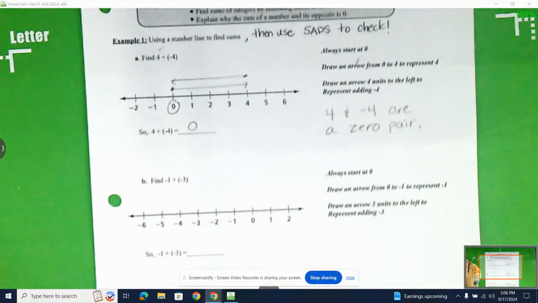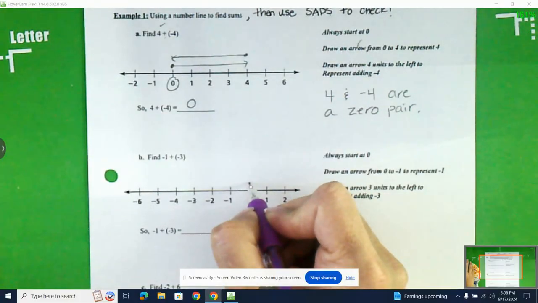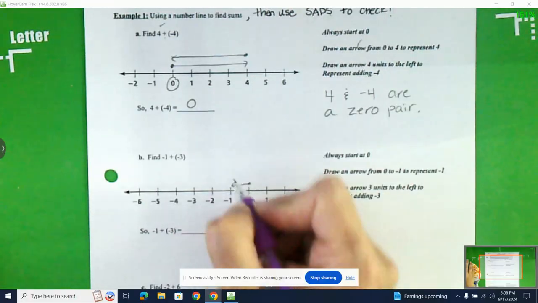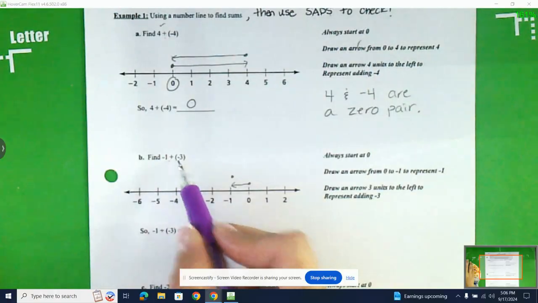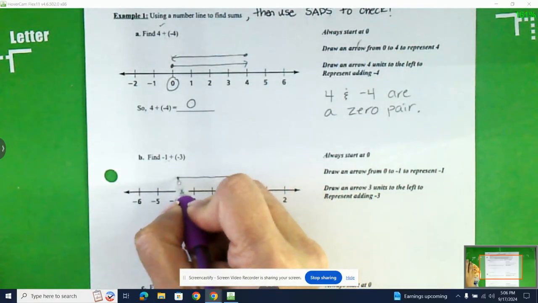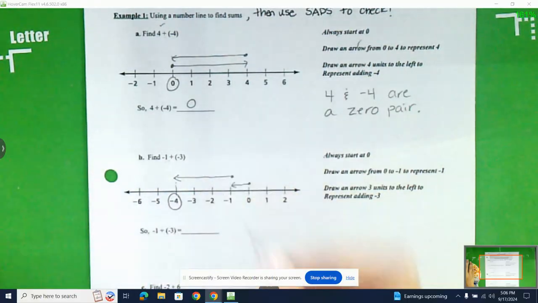Okay, let's take a look at part B. This time we have negative 1 plus negative 3. So starting at 0, we're going to go to our first number, negative 1. And then we'll start our next arrow. We are going towards the negatives 3 units. So we're going to count out 3. 1, 2, 3. And where we land is at negative 4.